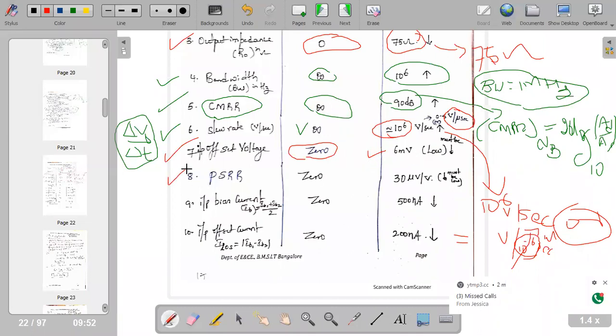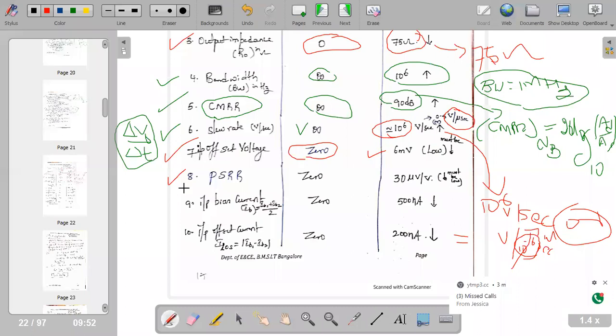Again, power supply rejection ratio. So what is the power supply rejection ratio? Ideally it is 0, but for a practical op-amp it has a value of 30 microvolt per volt.